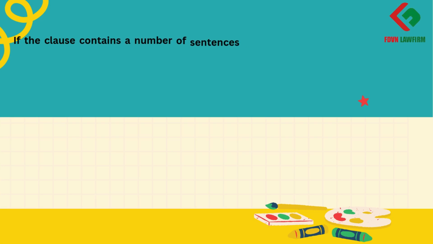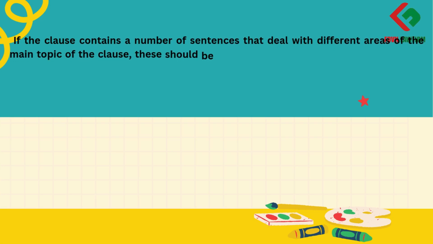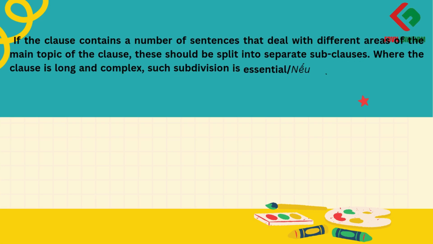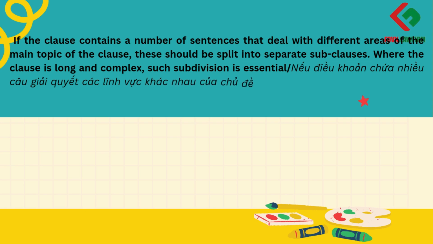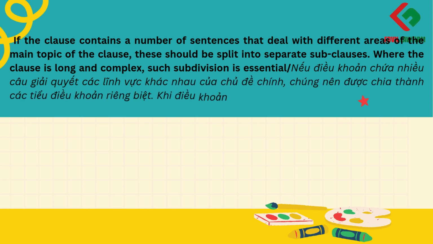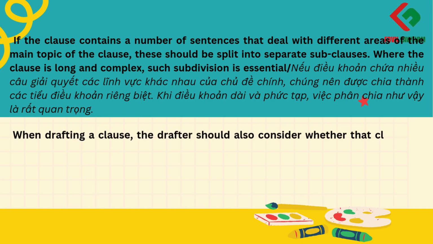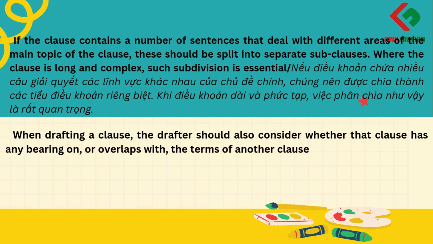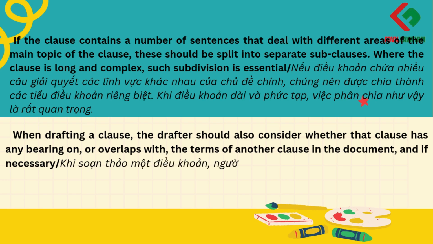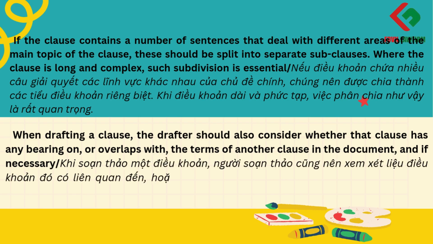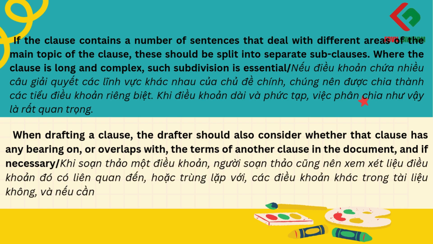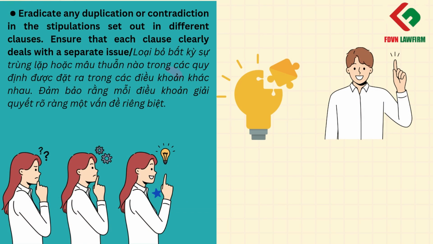If the clause contains a number of sentences that deal with different areas of the main topic of the clause, these should be split into separate subclauses. Where the clause is long and complex, such subdivision is essential. When drafting a clause, the drafter should also consider whether that clause has any bearing on, or overlaps with, the terms of another clause in the document, and if necessary, eradicate any duplication or contradiction in the stipulations set out in different clauses.